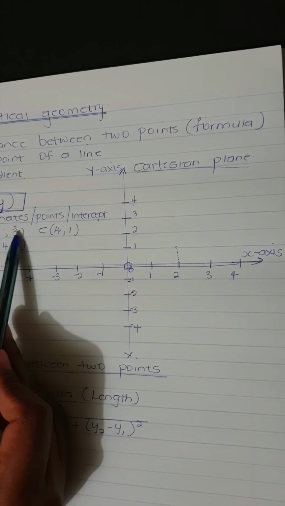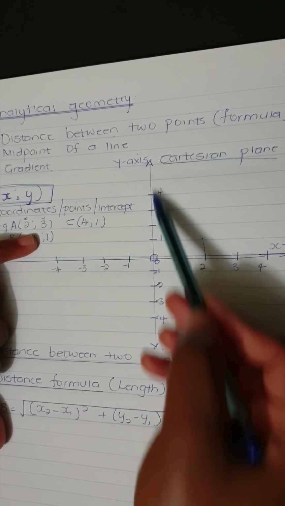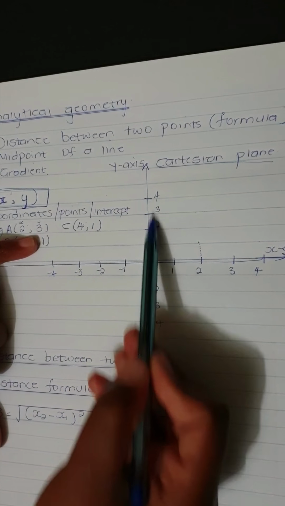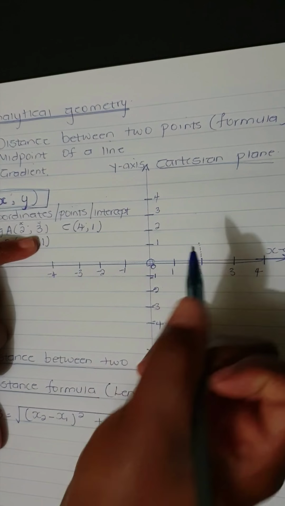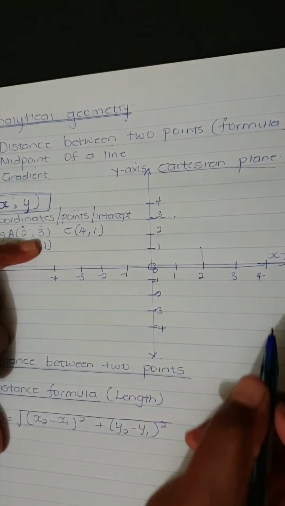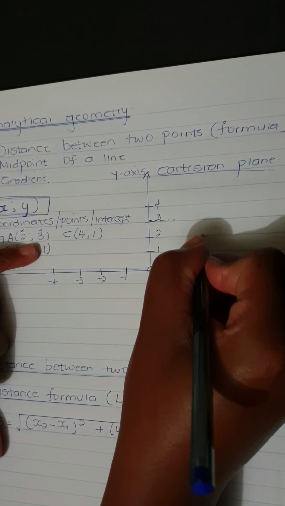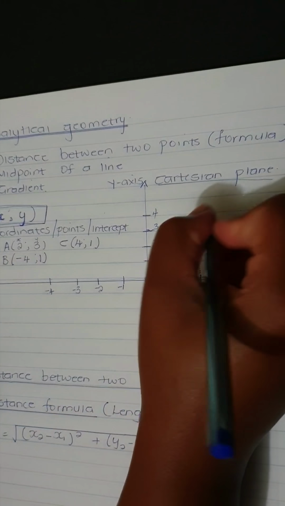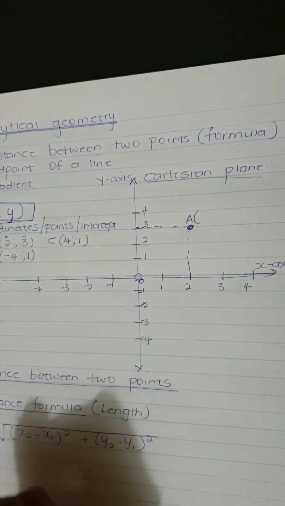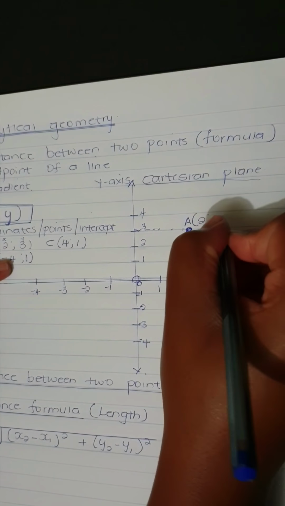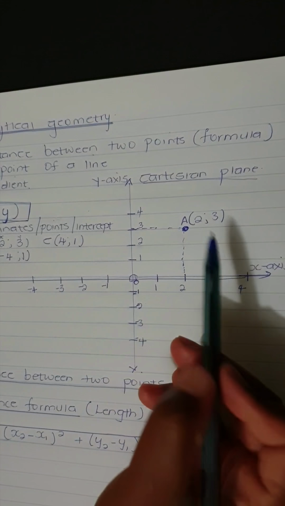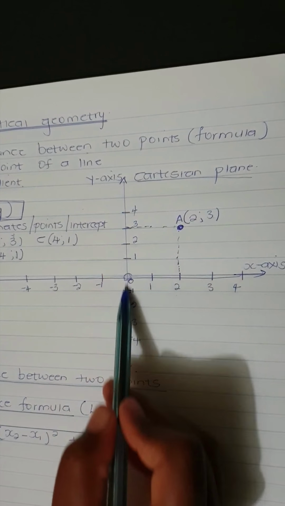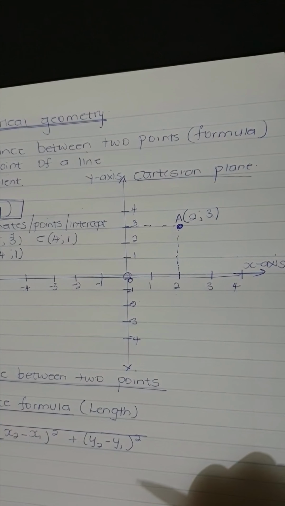And then from there, on the y-axis, we check 3. 3 is positive, so we check this side. Then we plot 2 and 3, which is point A, made up of 2 and 3. So 2 is the x value, 3 is the y value. I hope that is clear.